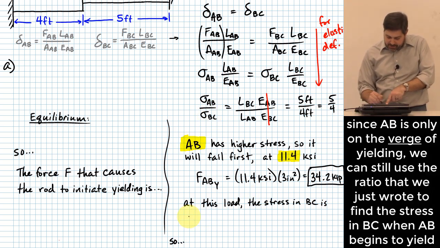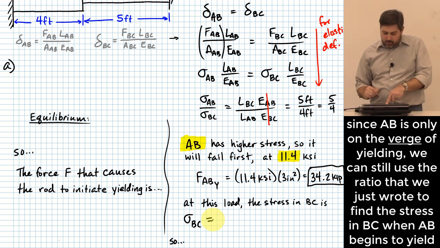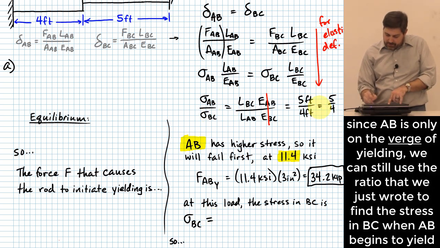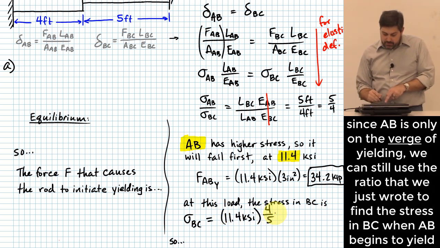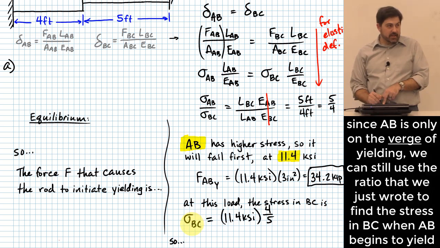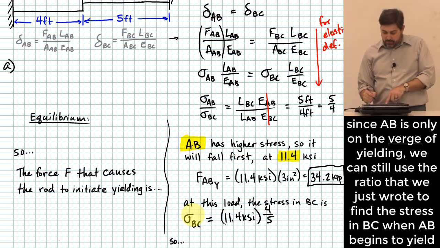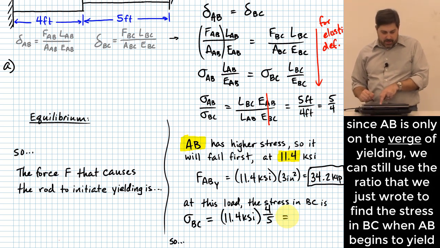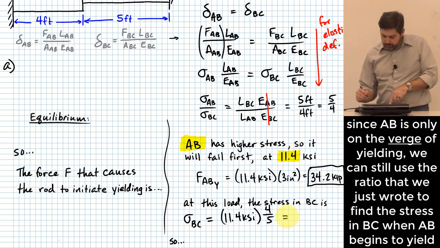Okay, so what that tells me is, let's say what I'm trying to find is my sigma BC. Think about this, it's going to be equal to the stress that I have in AB, 11.4 KSI, times 4/5. That gives me what this stress is in BC at the point where AB starts to yield. And so that ends up giving me, let's see, 9.12 KSI.